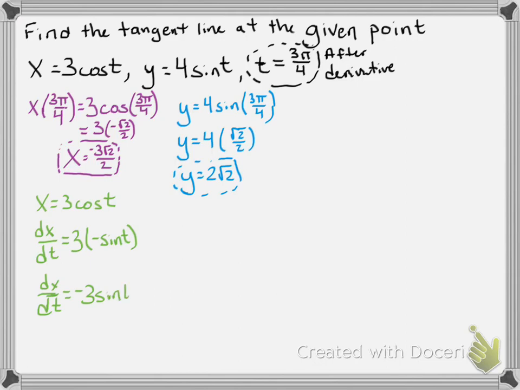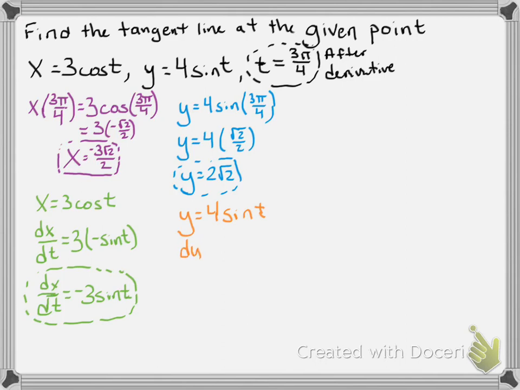That's not what I want, but it is a step to get me there, so I'm going to put that on hold. I'm also going to take the derivative of the y function. So I'm going to find the derivative dy/dt. So again, y is equal to 4 times the sine of t. I can take the derivative of that.